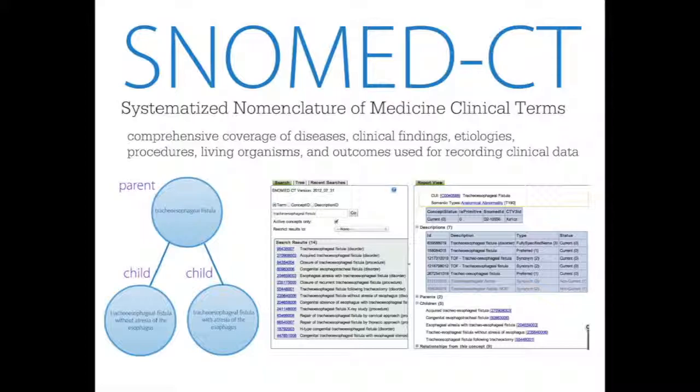Tracheoesophageal fistula, and below we have a tracheoesophageal fistula without atresia of the esophagus, or tracheoesophageal fistula with atresia of the esophagus. Both of those are children of that other concept. To give an example of polyhierarchy, you could have a condition such as pneumonia, which is both a type of infectious disease and a disease of the lung. So it could have two parents.